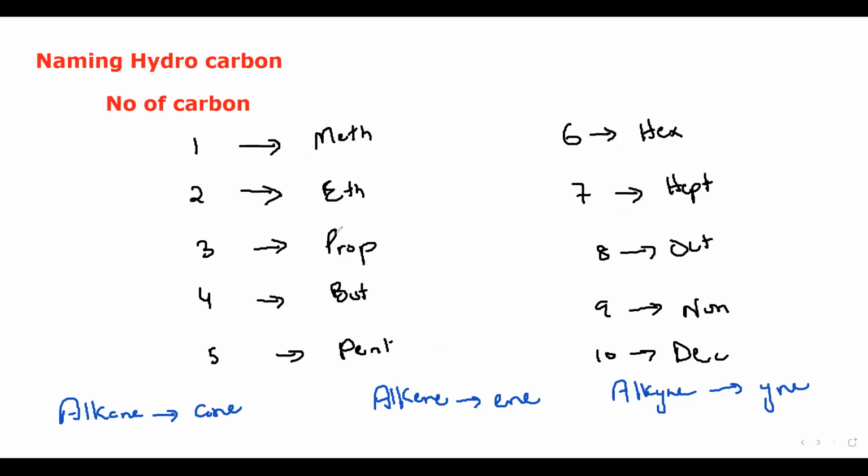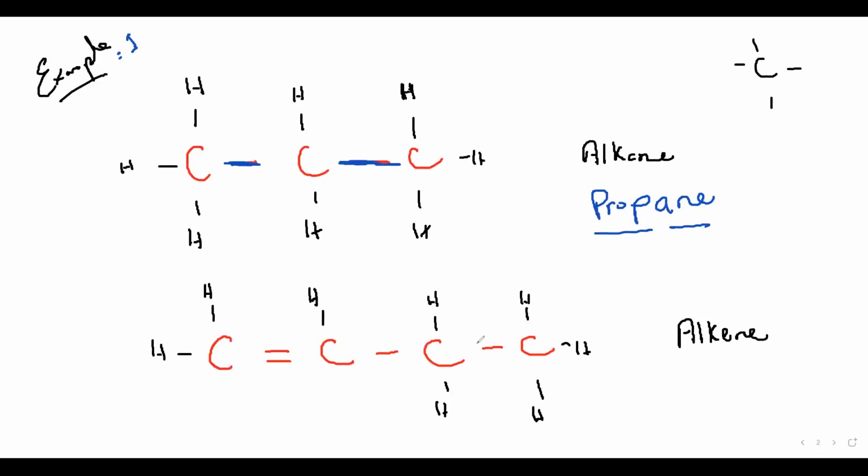If it is having 1, it is meth. 2, it will be eth. 3, it will be prop. 4, but. 5, pent. 6, hex, hept, and so on. Now we name the second example. 1, 2, 3, 4. 4 carbon.